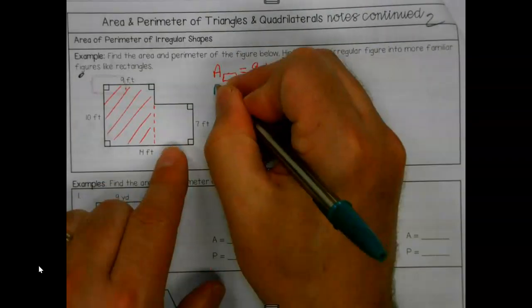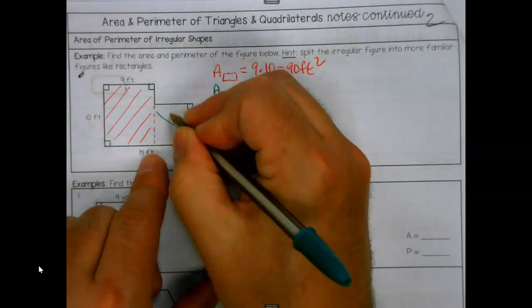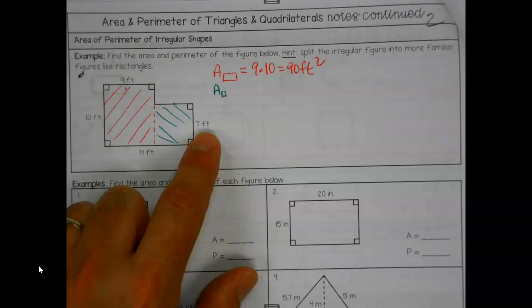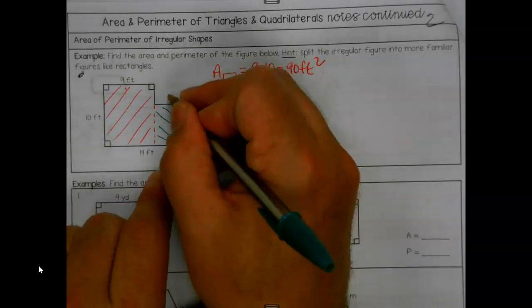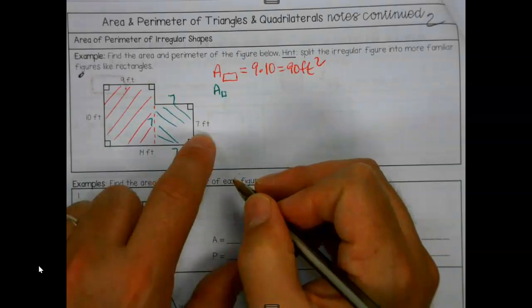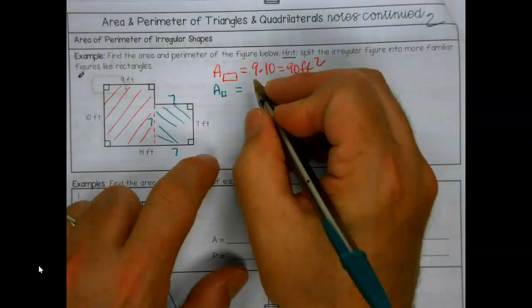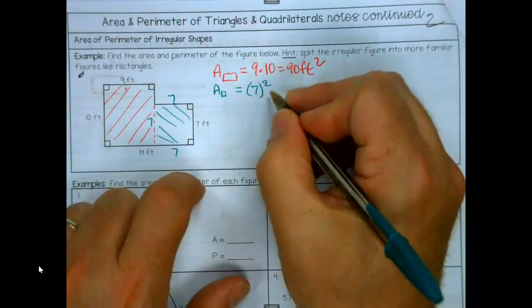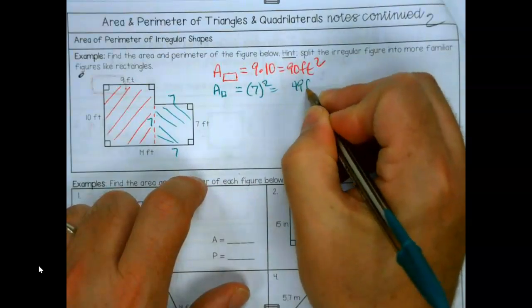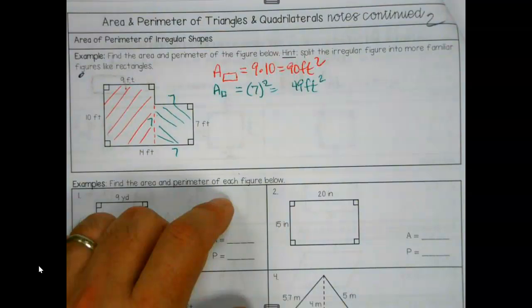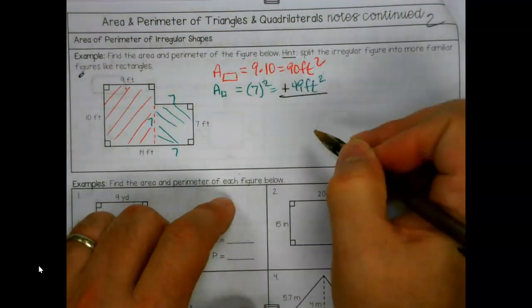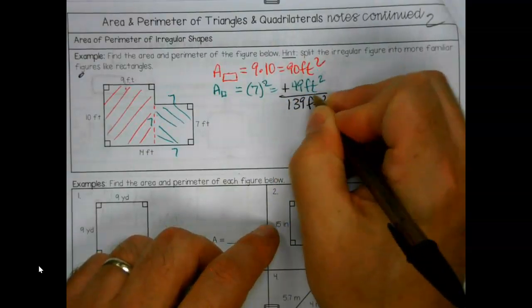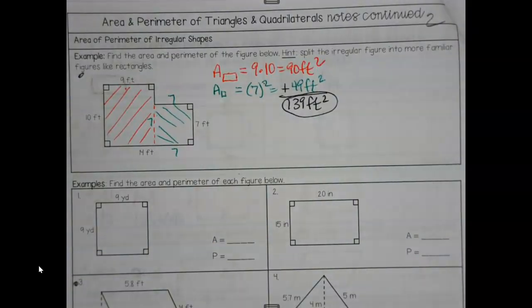Then I've got a square down here. And with a square, if you know one side, you know them all. So the area of my square is just going to be 7 squared, or 7 times 7. And once I know the individual areas of my figure, I can just add them up and get to my answer.